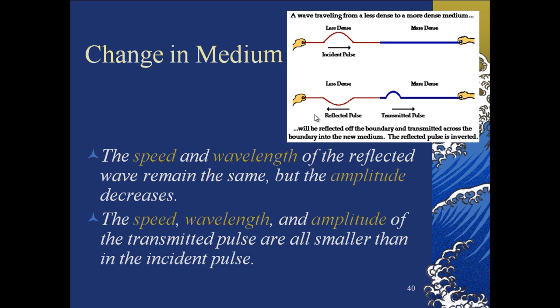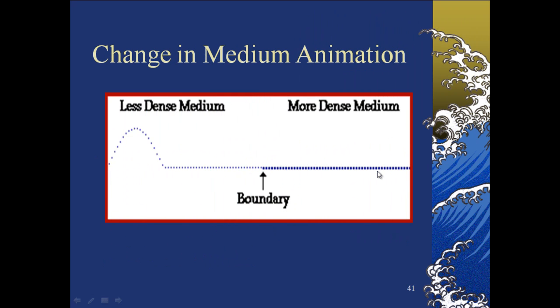On the other hand, though, the speed, wavelength, and amplitude of the transmitted pulse are smaller than the incident pulse. Everything's smaller. It moves slower, it doesn't go as high, and the wavelength's a lot smaller too. So the only thing that changes on the reflected pulse is the amplitude, and everything changes on the transmitted pulse. And again, high definition for you. There's the incident pulse, hits the medium, part of it comes back, some of it keeps going.